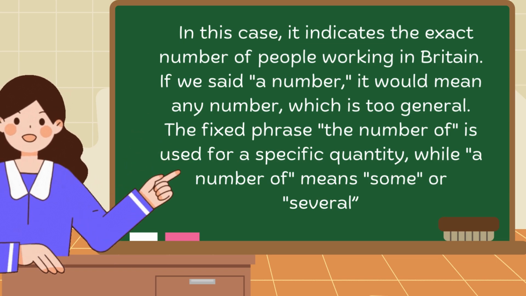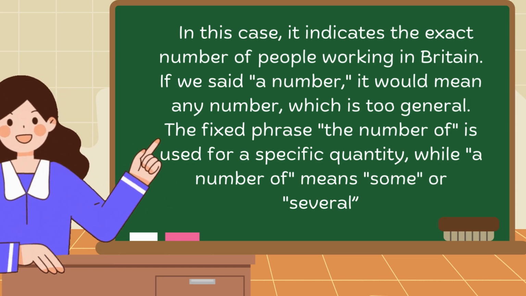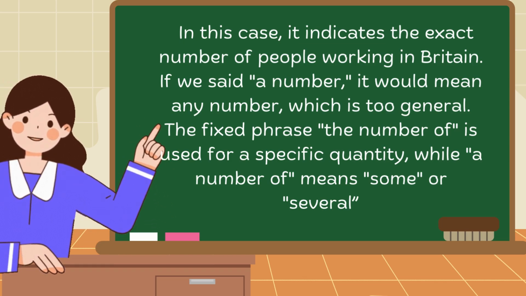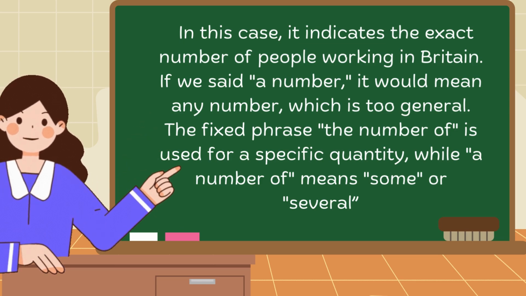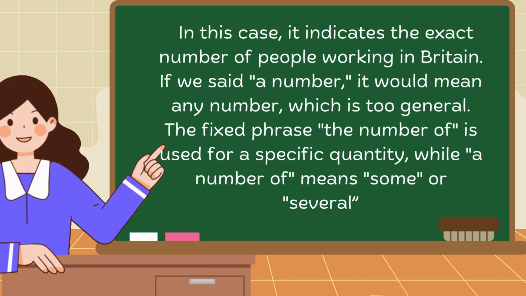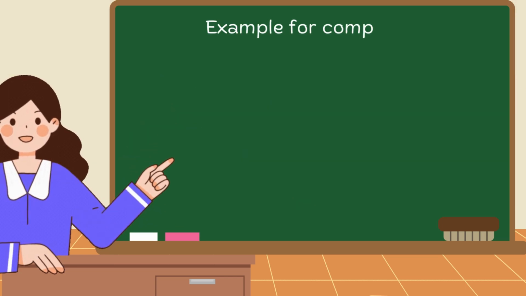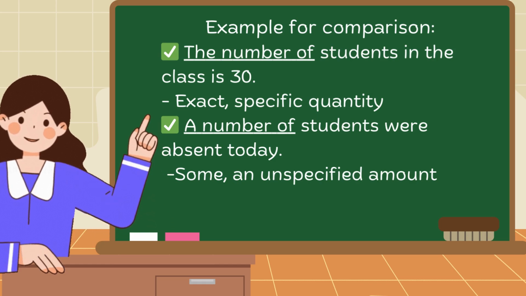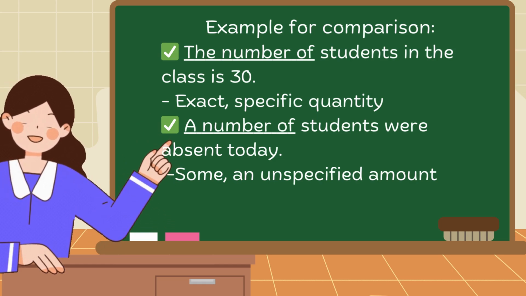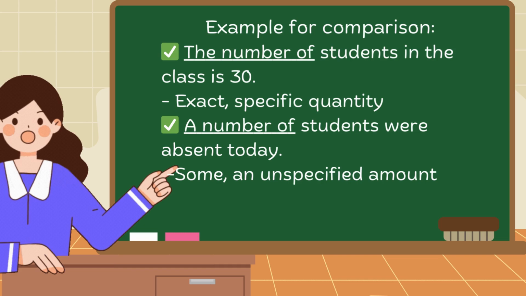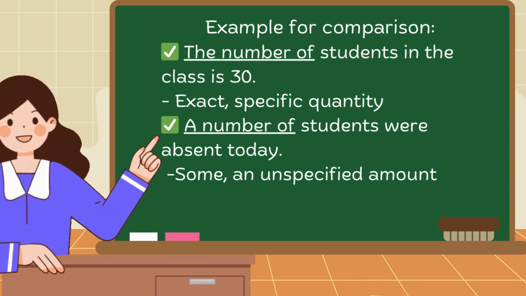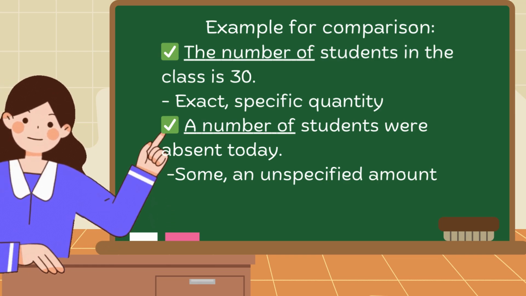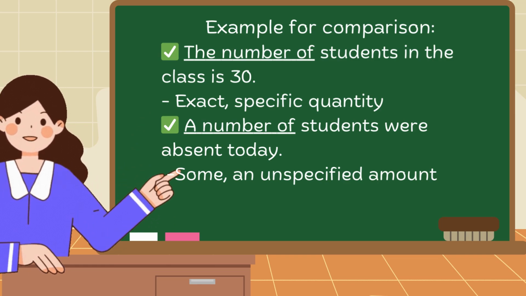If we said "a number," it would mean any number, which is too general. The fixed phrase "the number of" is used for a specific quantity, while "a number of" means some or several. Example for comparison: the number of students in the class is 30. 30 is a specific quantity of students. On the other hand, a number of students were absent today. Some, an unspecified amount.